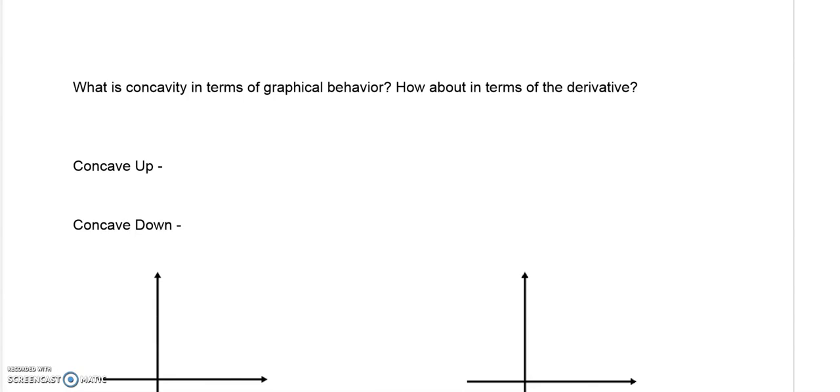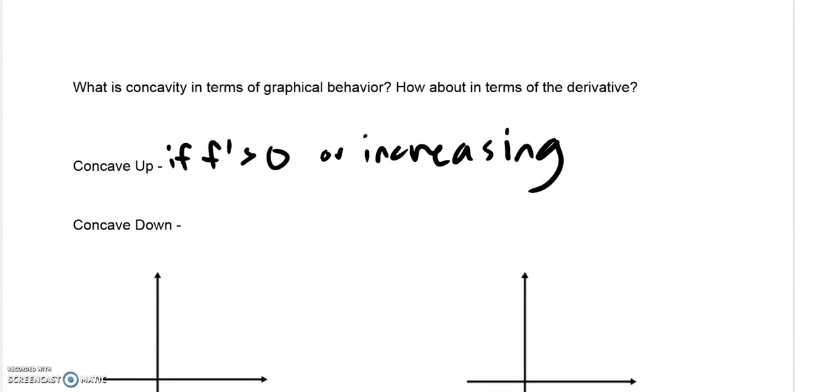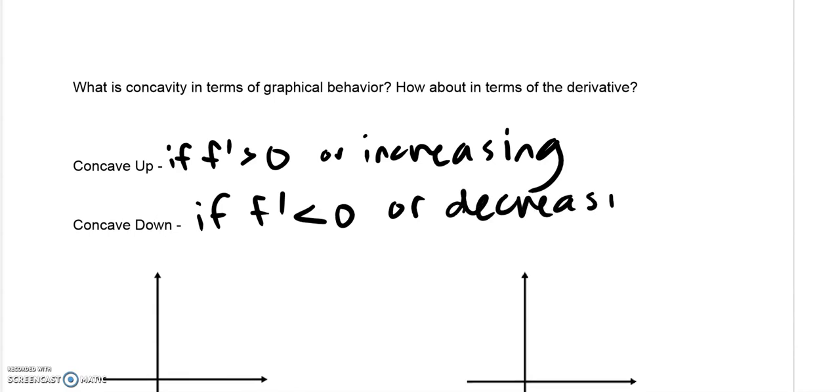Well, in simplest terms, it is concave up if the derivative is increasing. So if f double prime is greater than 0, then it is concave up. And these mean the same thing. The derivative is greater than 0 or increasing, they mean the same thing. Concave down means the opposite. So if the second derivative is less than 0, which means the derivative would be decreasing. The derivative is increasing, the derivative is decreasing.